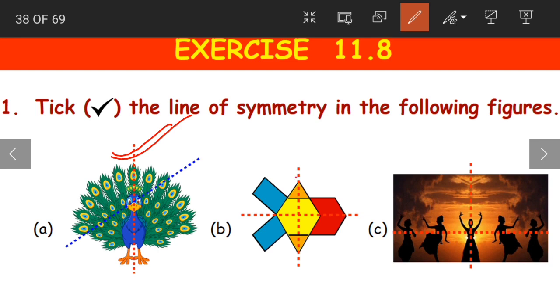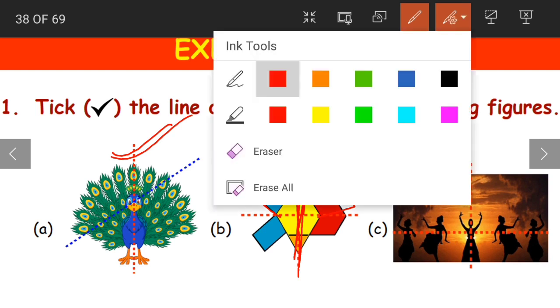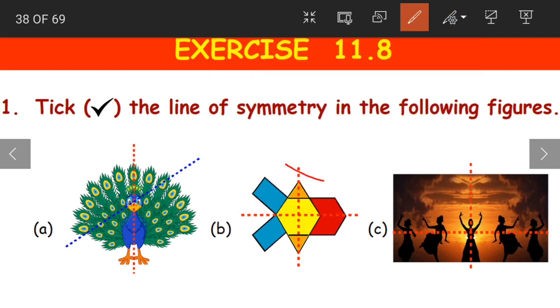Now coming to the figure B. Now even in figure B we've got two lines. Coming to the first line, if we fold the figure along this dotted line, will the two halves coincide? No. See, here we are having a shape like this, but here we do not have any shape like this. So that is why both the halves are not identical. They are not the mirror halves. So this particular line will not be our line of symmetry.